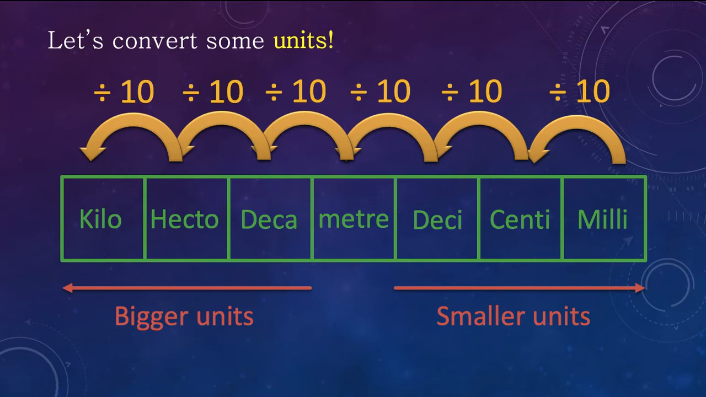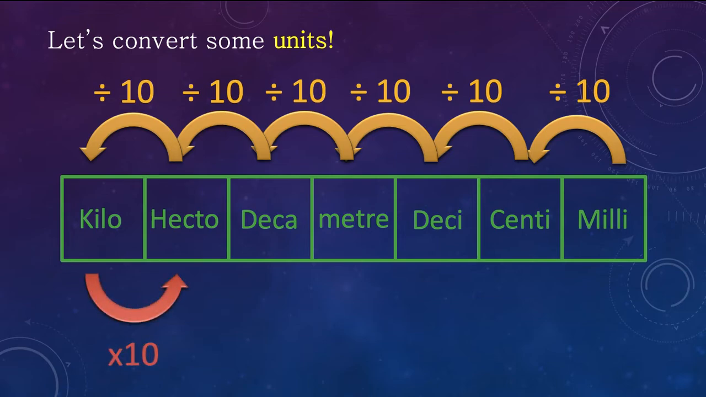So the opposite way is the exact same thing, except instead of dividing, we're multiplying. So if I have, for example, 200 kilometers, and I want to find out how many hectometers that is, all I would do is multiply by 10. So 200 kilometers times 10 would give me 2,000 hectometers. Okay, as I go this way, my numbers should increase.